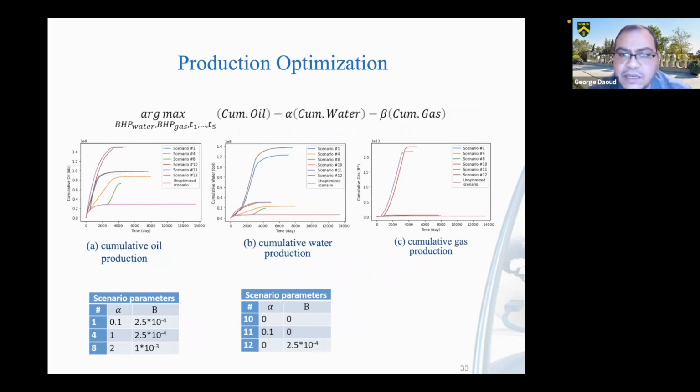As you can see, we ran this model for 12 values of alpha and beta, and with these values the objective function is maximized and provides us with 12 production profiles. And these profiles are then introduced to CMG, and here is the result of CMG.